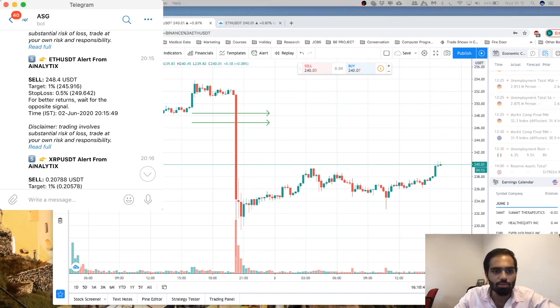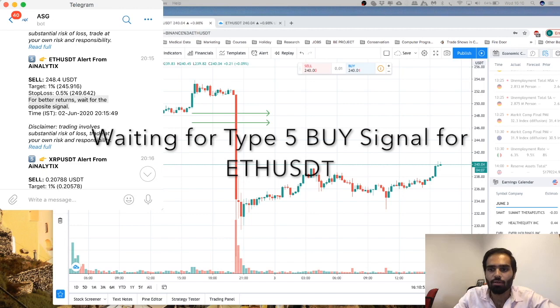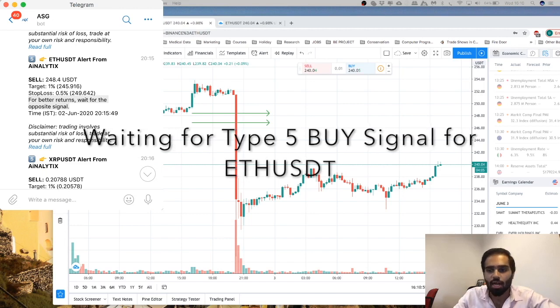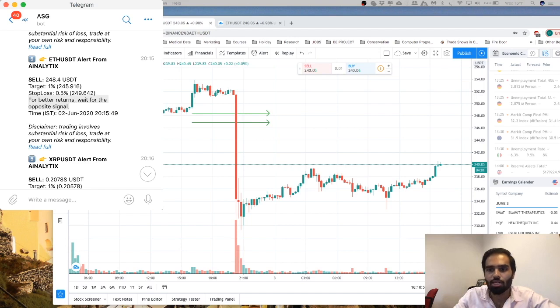And to close the type 5 signal, we need to make sure that we receive an opposite signal. As you can see in the description, for better returns, wait for opposite signal. That means a buy type 5 signal for ETH USDT. Until we receive a buy type 5 signal for ETH USDT, we shouldn't close this position. But of course, this depends on the user's risk appetite. Let's have a look at it.